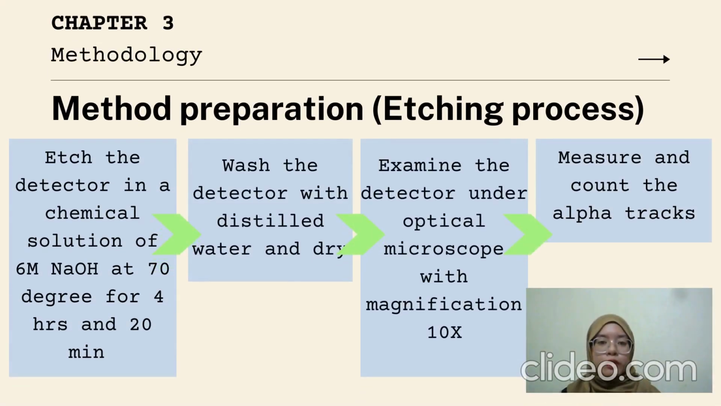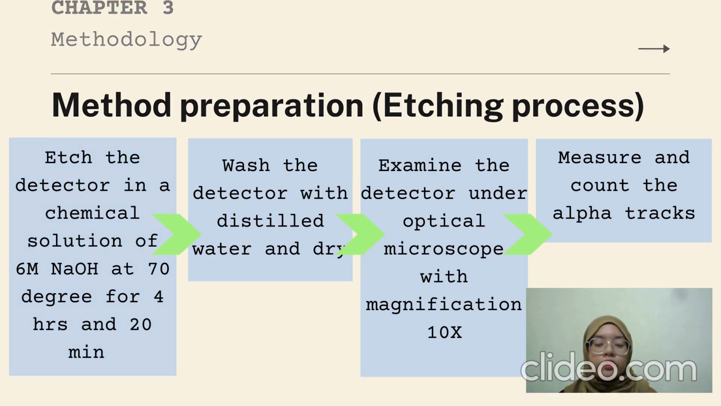Next is the preparation for the etching process. Etch the detector in a chemical solution of 6 mol NaOH at 70 degrees for 4 hours and 20 minutes. Then, wash the detector with distilled water and dry it. Examine the detector under an optical microscope with magnification 10 and measure and count the alpha tracks.